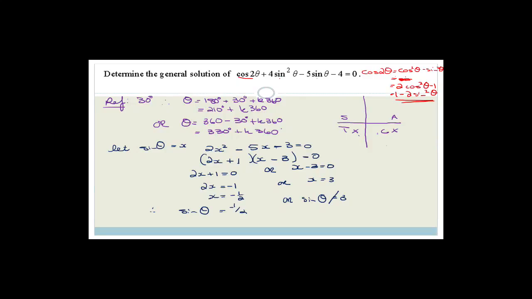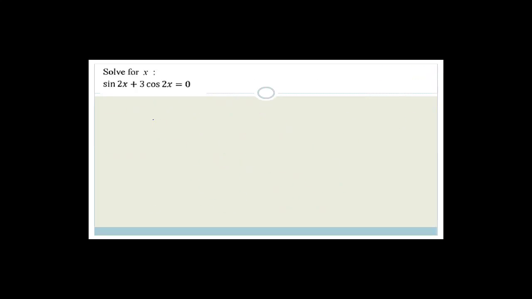You end up finding out the solution. Okay, so now we're going to do this one, which was sine 2x plus 3 cos 2x equals 0. Again, we want to basically find the solution for x. We're finding the general solution. This one's a little bit trickier, I'll show you how we're going to do it.